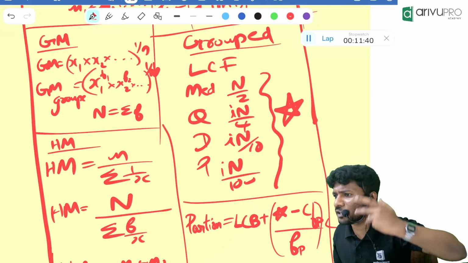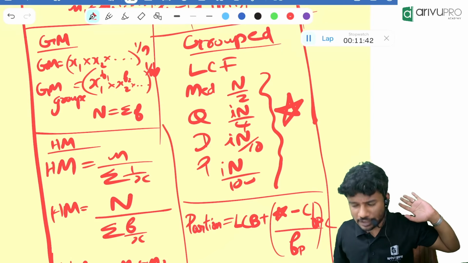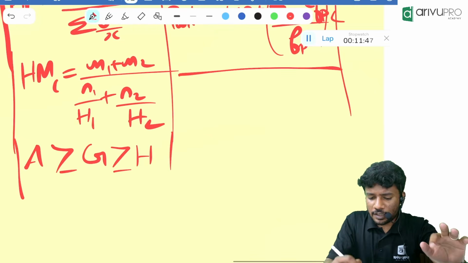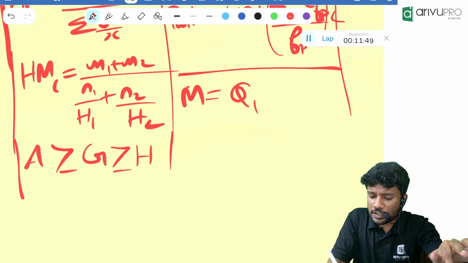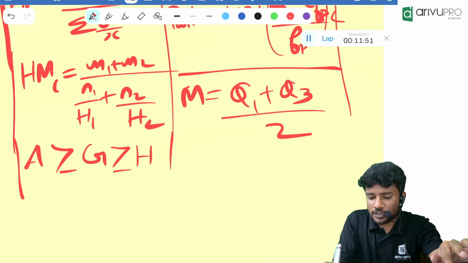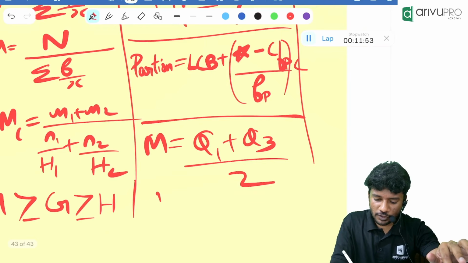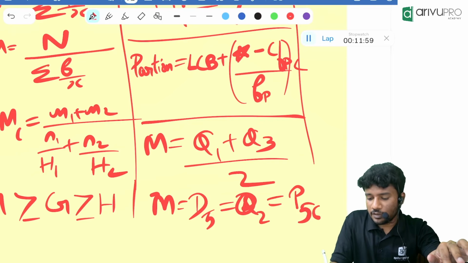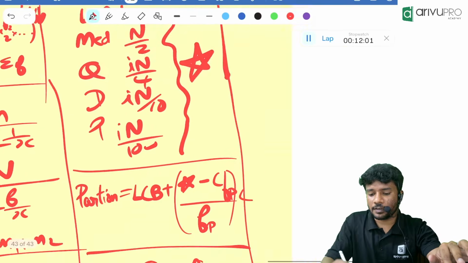You can put the value and you can get the answer. Correct? Any doubt on this? Then people, there is another formula. Median is Q1 plus Q3 divided by 2, the average of these two. Also, median is equal to decile 5, equal to Q2, equal to percentile 50. Well and good, people.